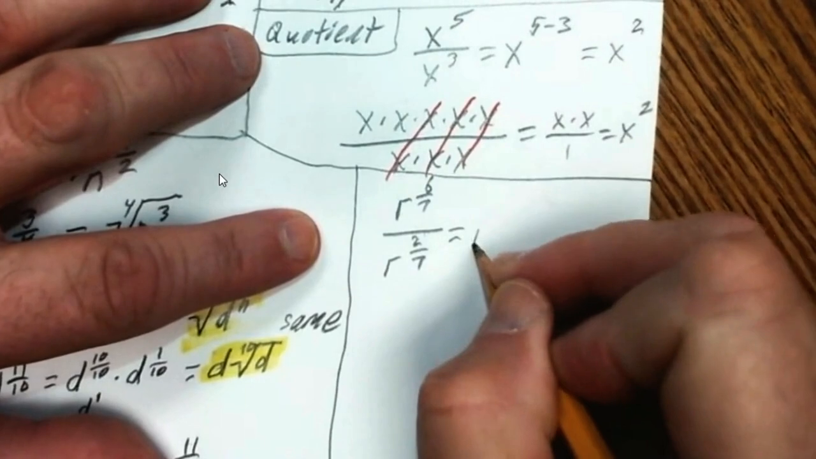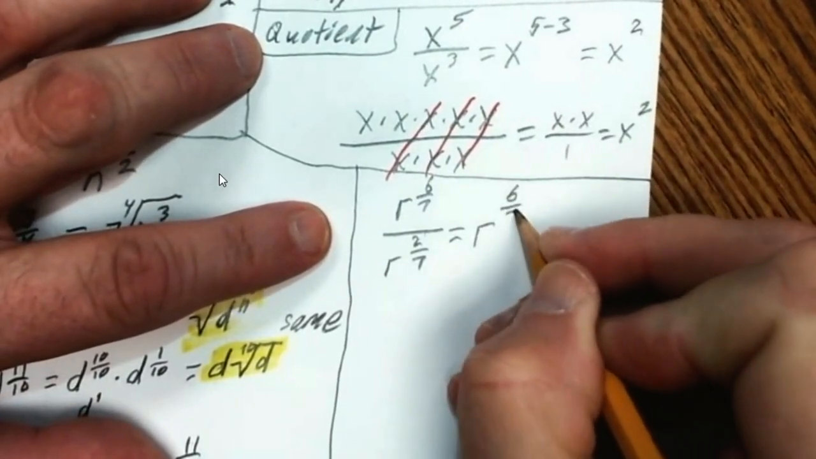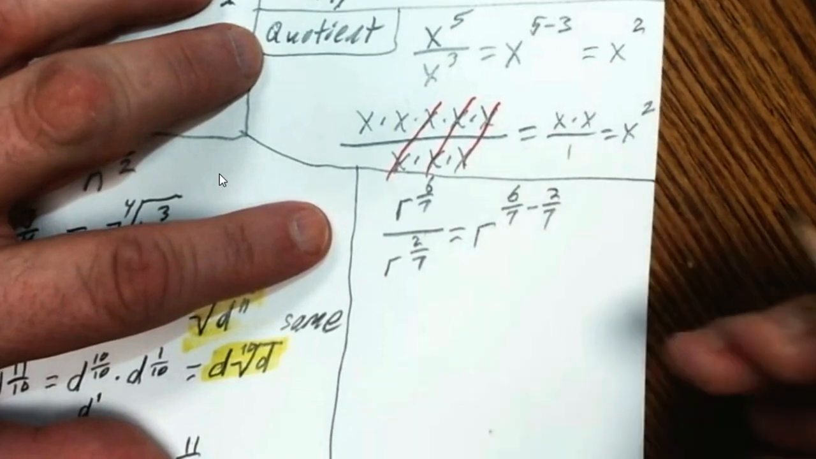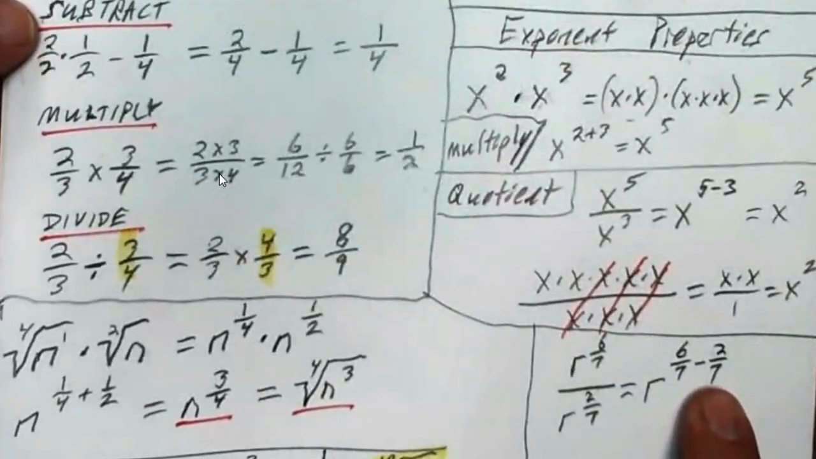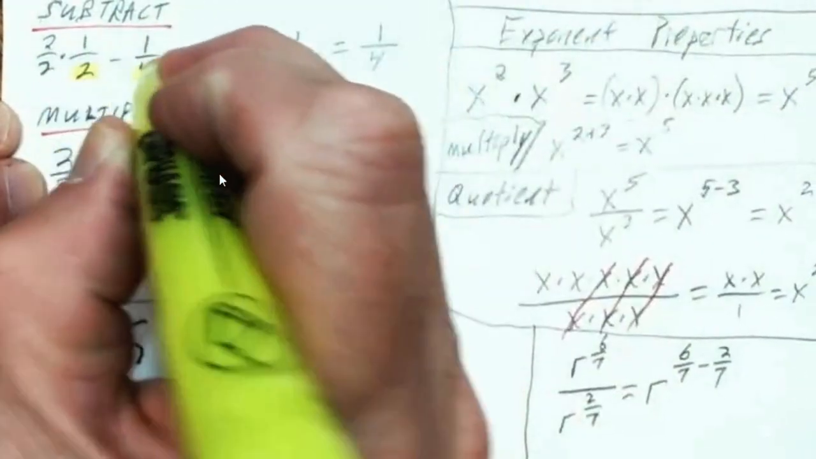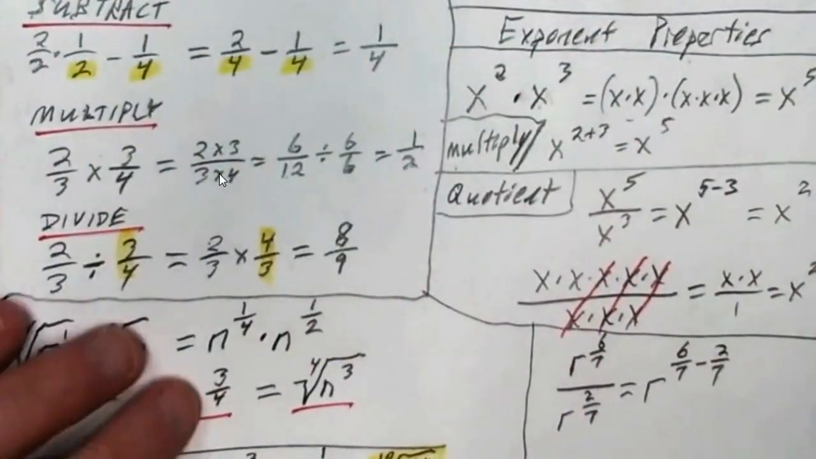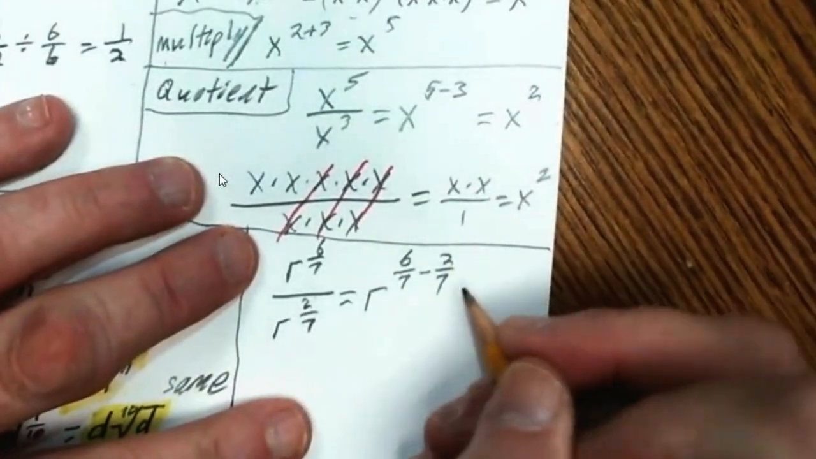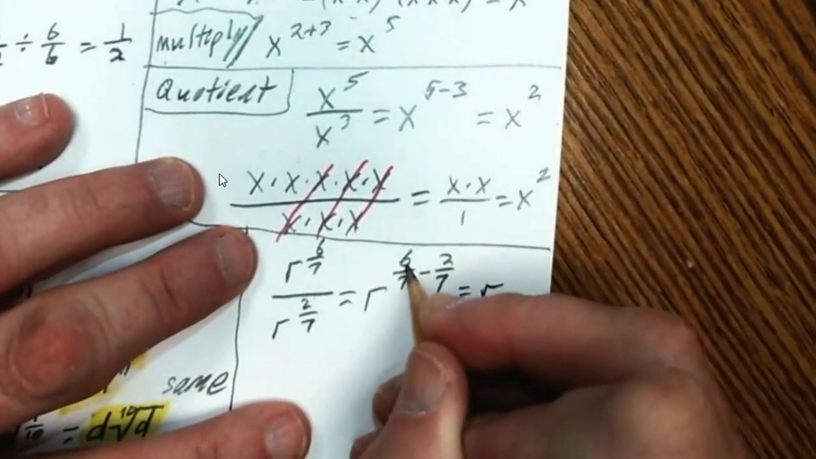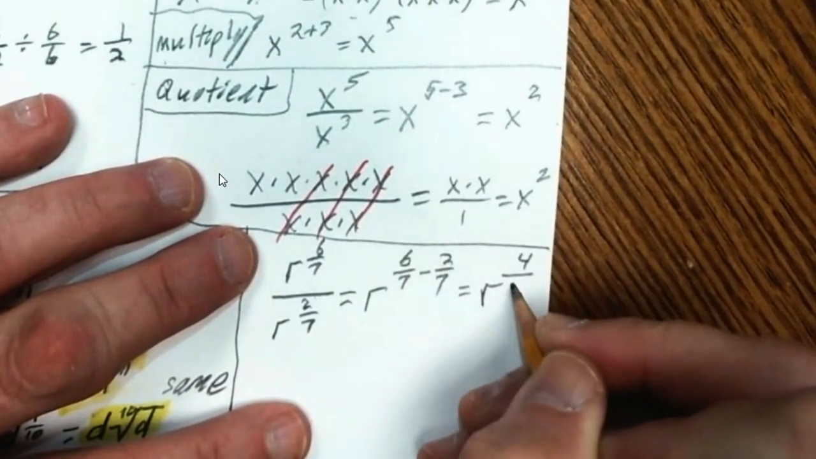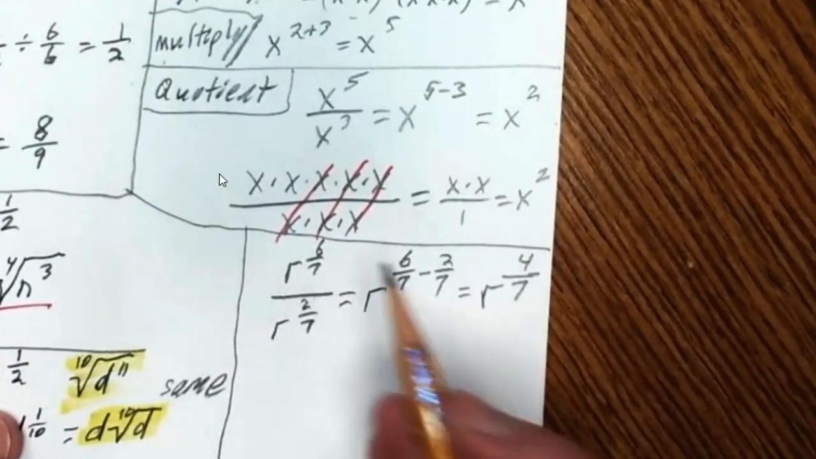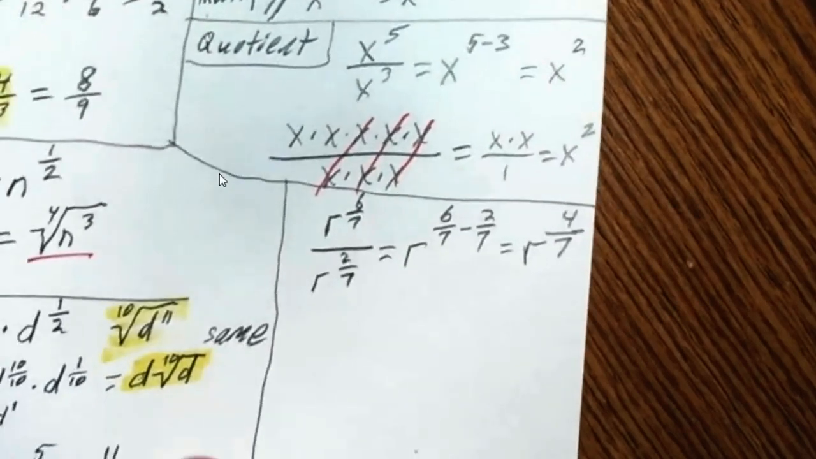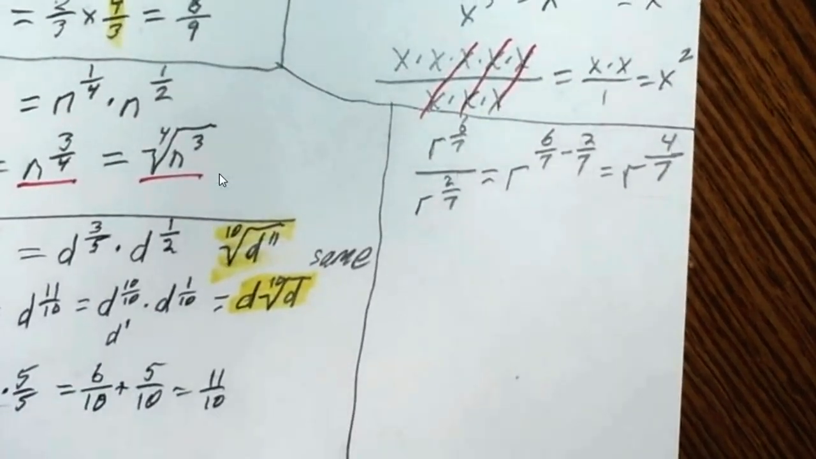So that means we can take R and subtract the exponents: 6/7 minus 2/7. Now the nice thing is they already have the same denominator, because as we talked about with subtracting, we have to have the same denominator, just like addition. 2 and 4 have to become the same number. These already have the same number, so this is just equal to R to the 6 minus 2, 4/7. That's the answer to this problem right there. Just subtract the exponents, 6/7 minus 2/7.